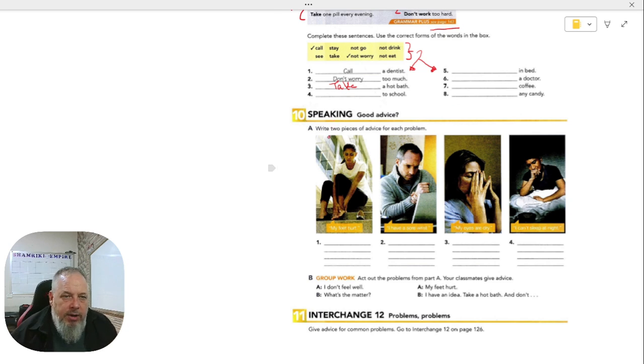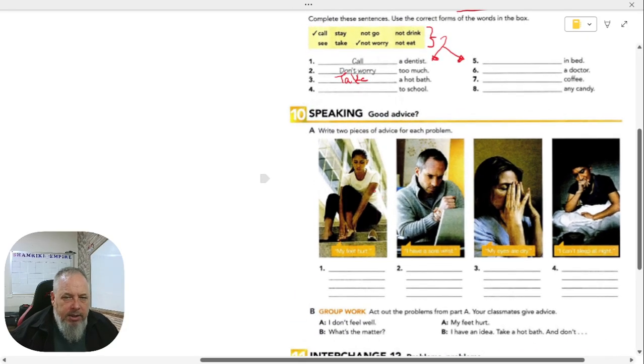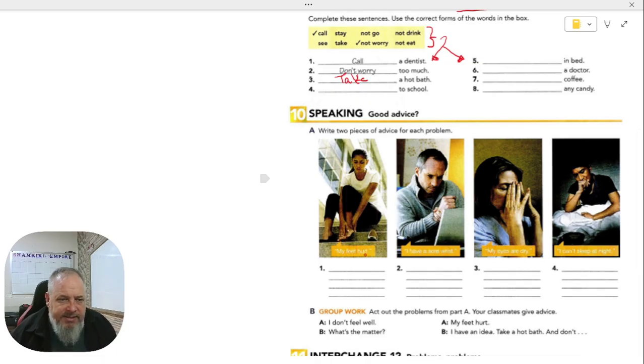Here it says, write 2 pieces of advice for each problem. So each picture, we have some problem. Number 1 says, my feet hurt. Yani, what advice do you have for her? Don't wear those shoes, for example. Or go barefoot. Yani, no shoes.